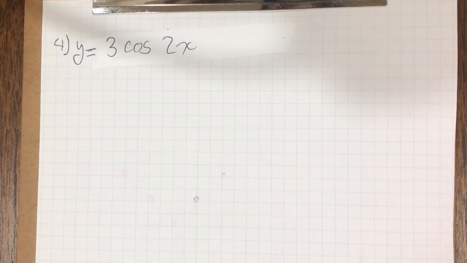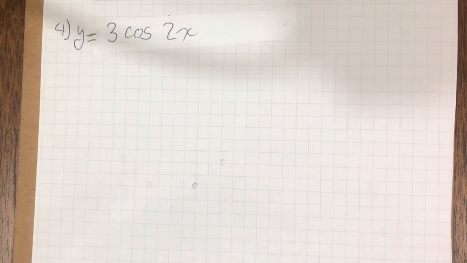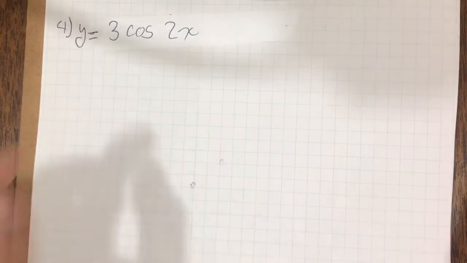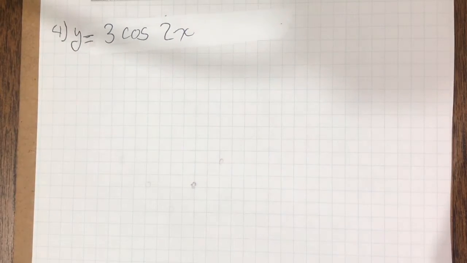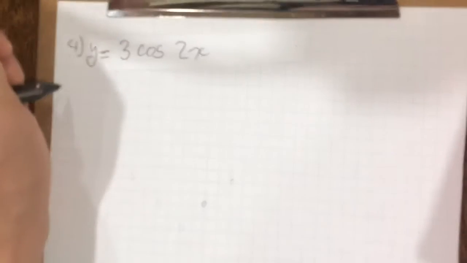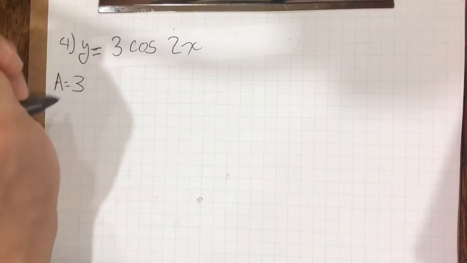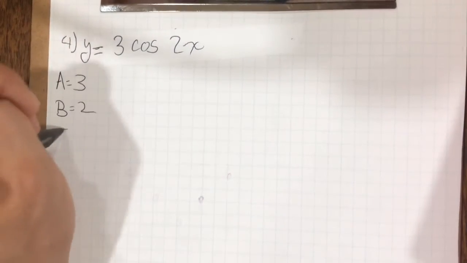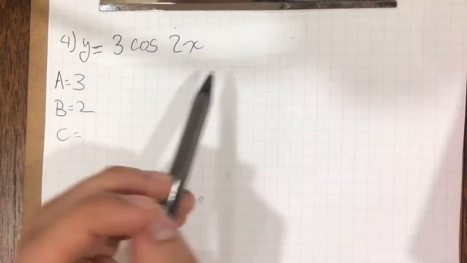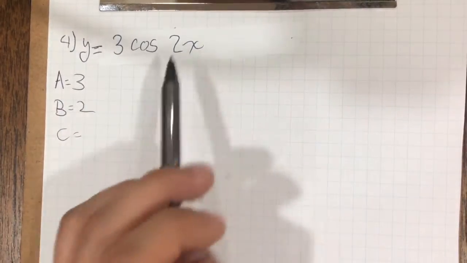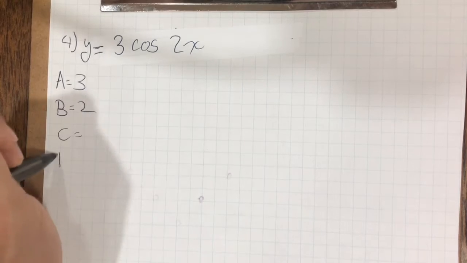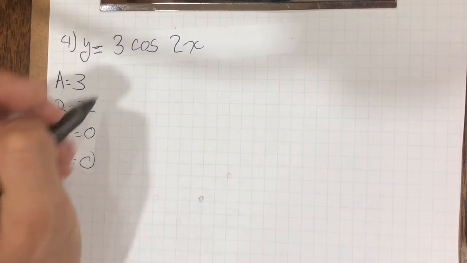Now for number 4, we're going to take a look at y equals 3 times cosine of 2x. So we have 3 and 2x, so I have my numbers for a and b. So a equals 3, b equals 2. There's no number being added to x nor to the whole trig function, so my values for c and d are 0.